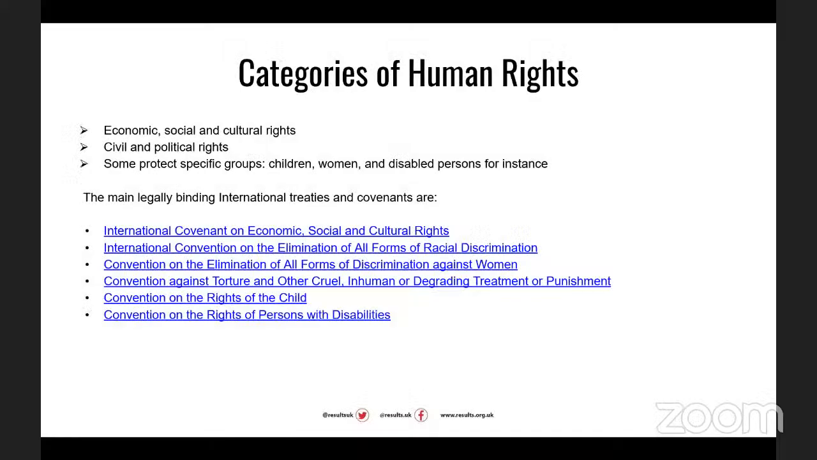So some international treaties protect the rights of specific groups, such as children, women, and persons with disabilities. For example, you can see a couple of legal instruments that I've put in these slides. The Convention on the Rights of the Child, for example, is a legally binding international treaty. Next slide, please.